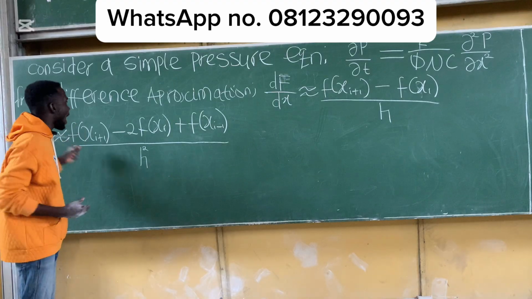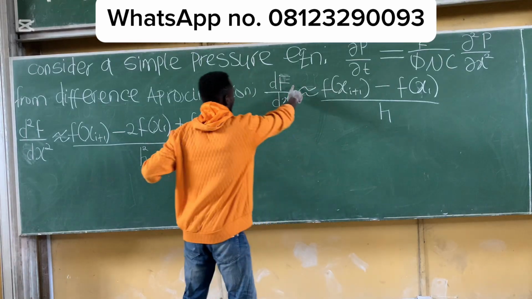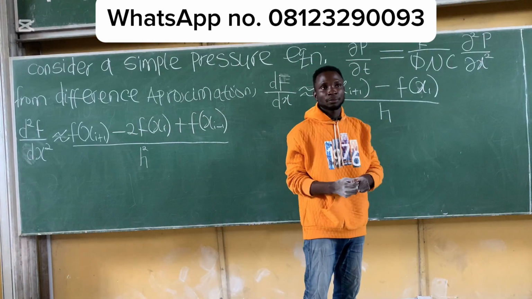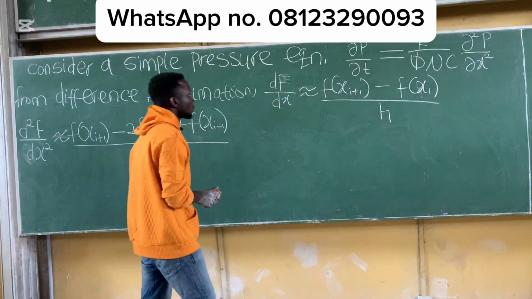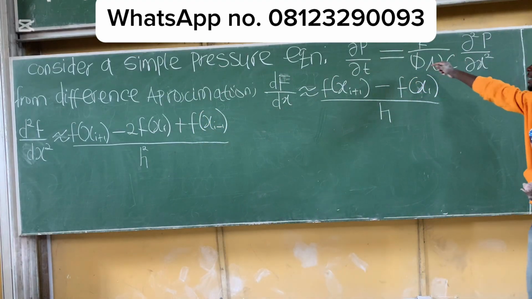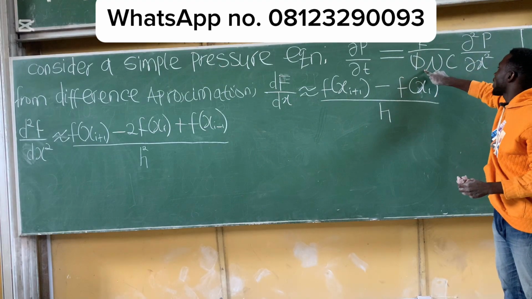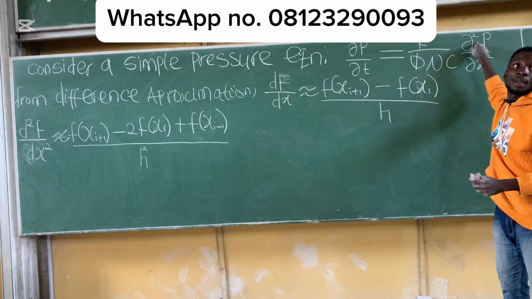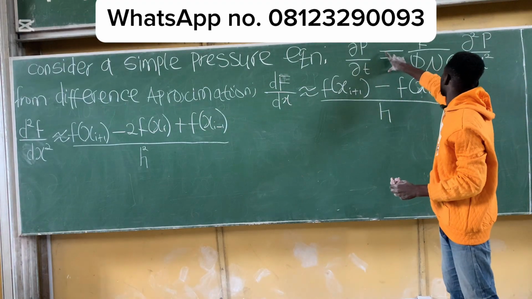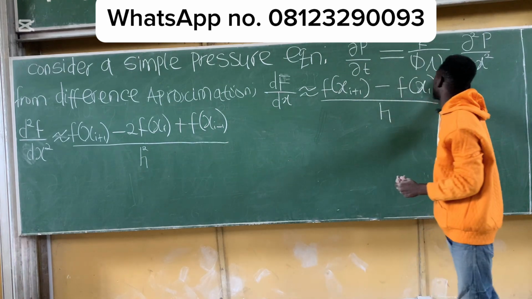Now let's see how we can apply our finite difference approximation for forward difference and backward difference to a simple pressure equation. So now recall that this is our simple pressure equation. We said that dP/dt is equal to K over phi mu C times d squared P over dx squared. K over phi mu is a diffusivity constant.